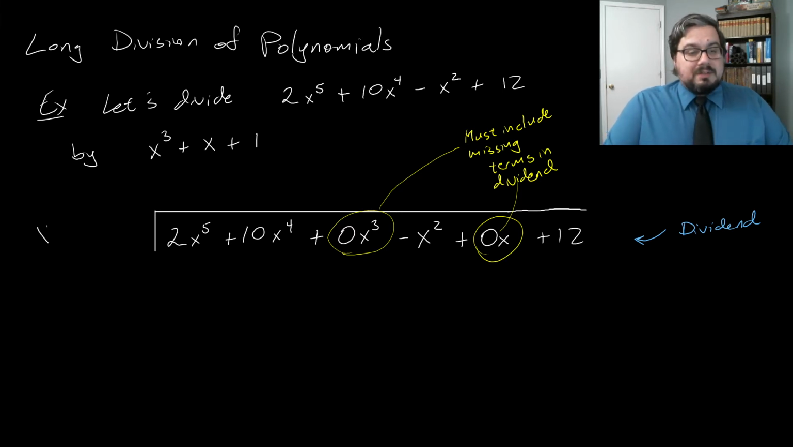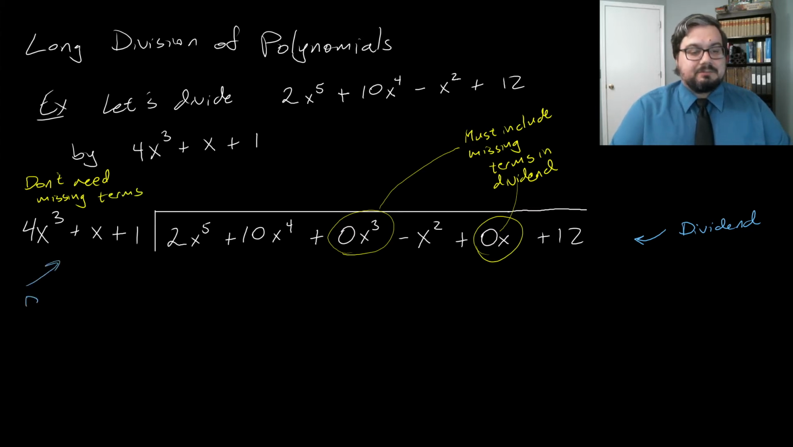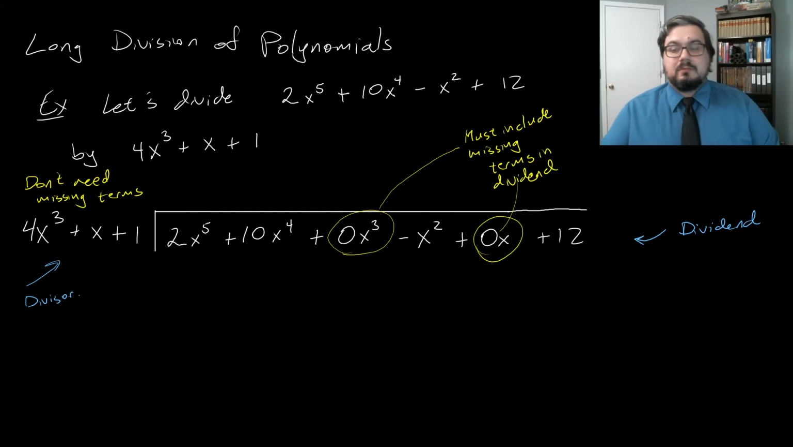Next, we're going to put our divisor on the other side. X cubed plus x plus 1. Oh, my apologies. I needed to make this a 4x cubed plus x plus 1. Notice that we don't need the missing terms in the divisor. So we need to make sure that we write out the missing terms of the dividend, but we don't have to in the divisor. So this is the setup.